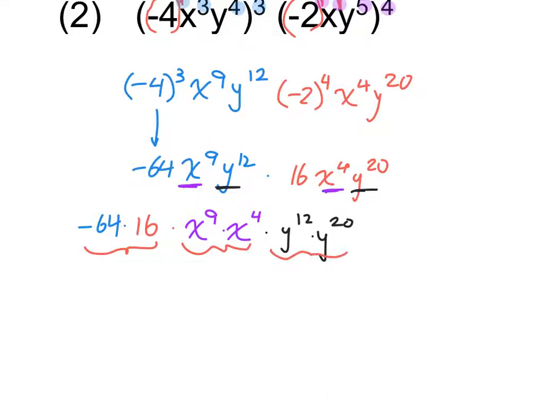All right. So actually, as it turns out, the most challenging part of this problem from here on out is the numbers. Negative 64 times 16. Because 9 plus 4 is 13. 12 plus 20 is 32.